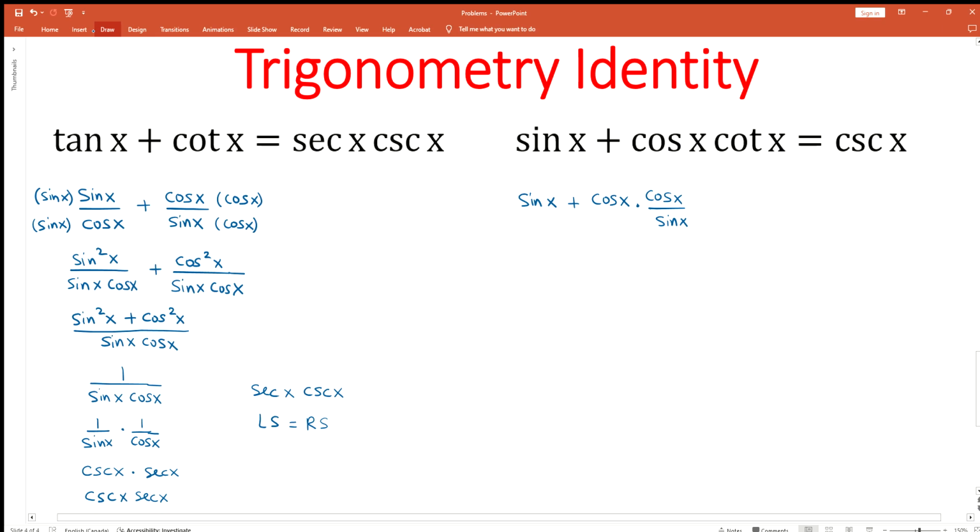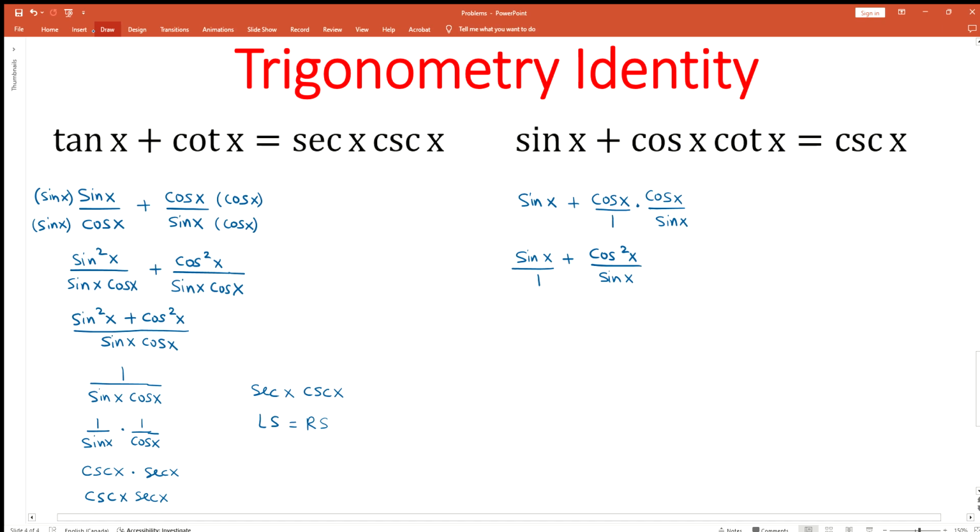The denominator of cos x is 1. We multiply fractions by multiplying their top terms and the bottom terms. I get cos square x over sin x. We have to find a common denominator. The denominator of sin x is 1. The common denominator is sin x.